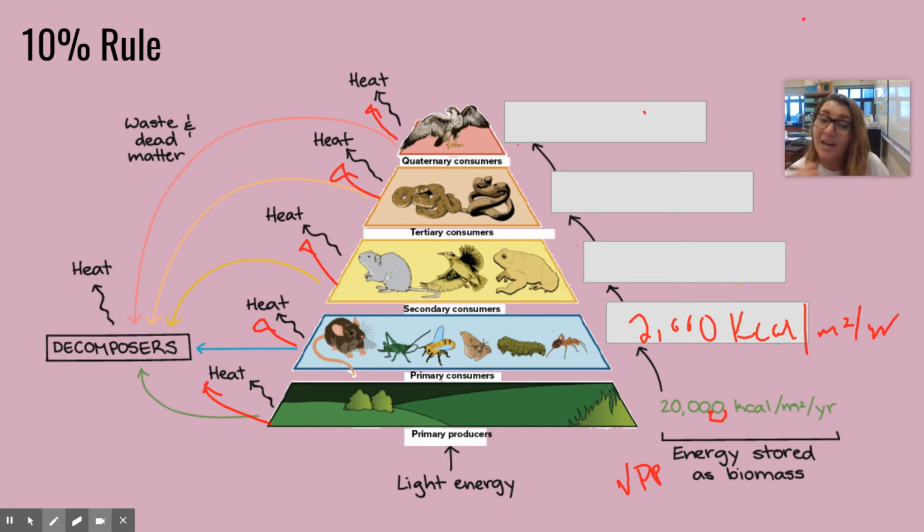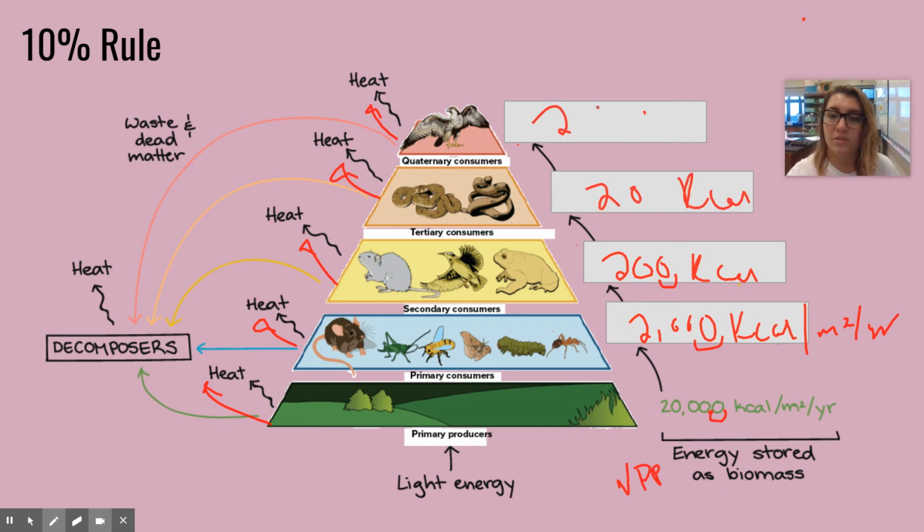All right, and then another 10%. So remember, this is because of the second law of thermodynamics. During this conversion, there's going to be a lot of energy lost as heat. Also, they're using up a lot of energy here. So from 2,000, we go to 200. And then move our decimal back 1 place, 20. And then all the way up to 2.